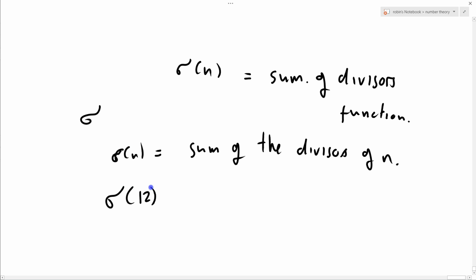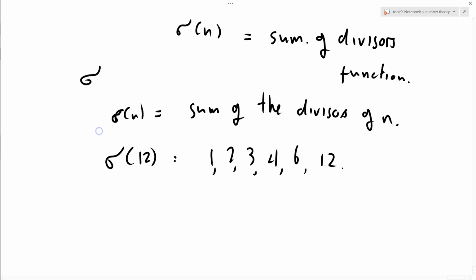Sigma of 12, always a nice one. Well, what goes into 12? 1 does, 2, 3, 4, 5 doesn't, 6 and 12 itself. So what have we got? 1 and 2 is 3, plus 3 is 6, plus 4 is 10, 16, plus 12 is 28. Sigma of 12 equals 28.